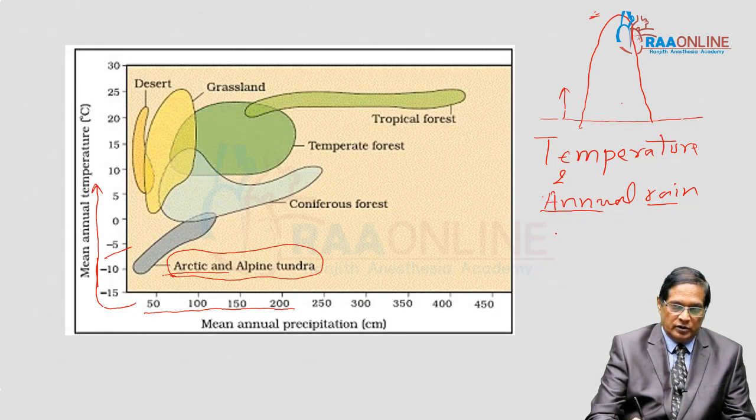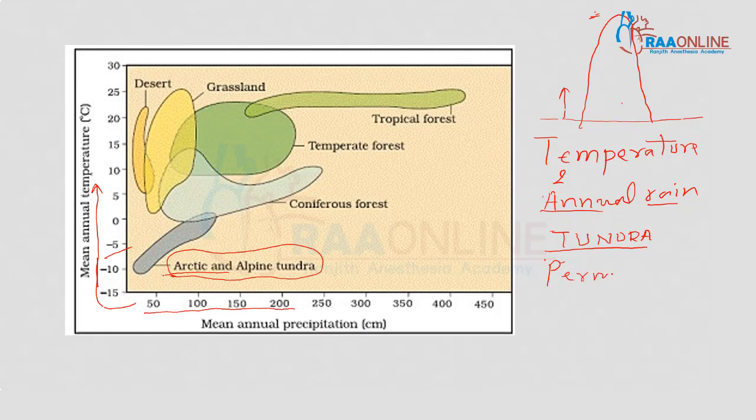Tundra is a biome, generally found in the Arctic area, and the temperature is less than 0. So this biome is also known for permafrost condition, a permanently icy, snowy condition. The tundra region is seen in the Arctic area, not found in the Antarctic area.